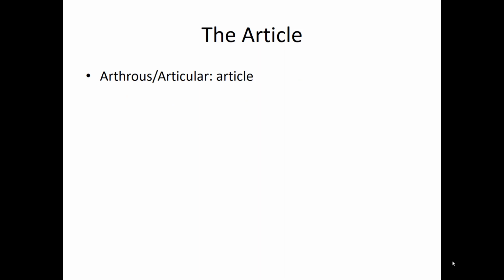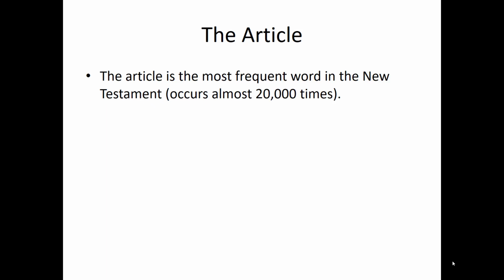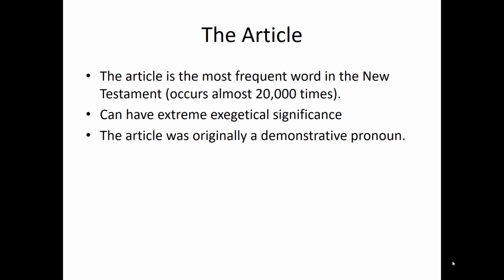Remember that the word arthrous or articular means that a word has an article. Anarthrous means that the word does not have an article. The article is the most frequent word in the New Testament, almost 20,000 times. You may be surprised to learn that the article actually has extreme exegetical significance sometimes.